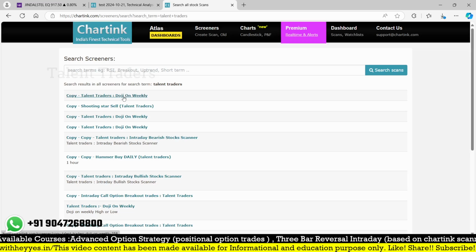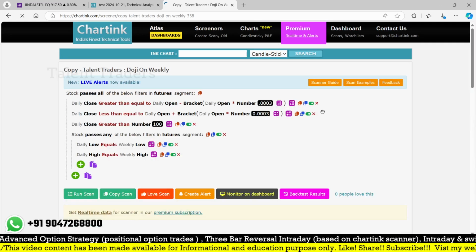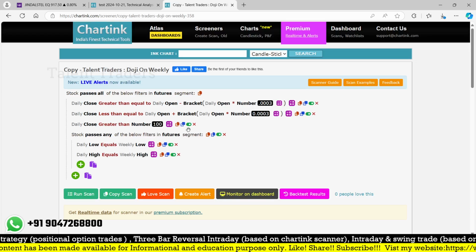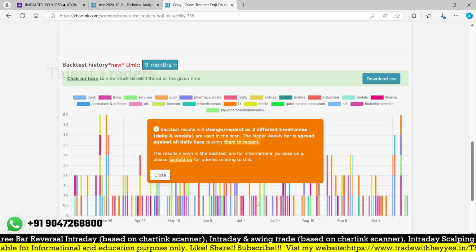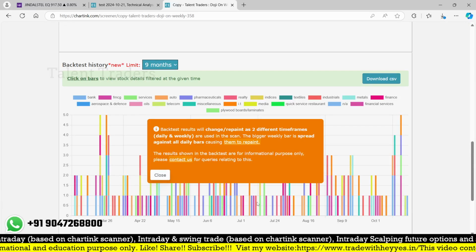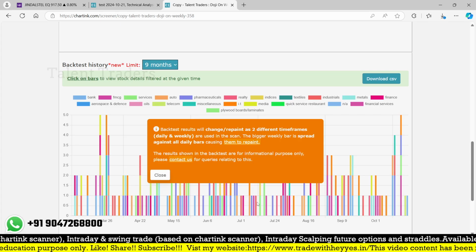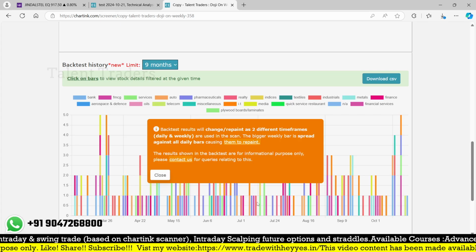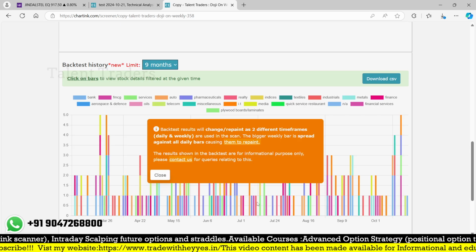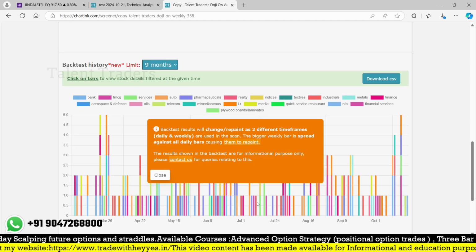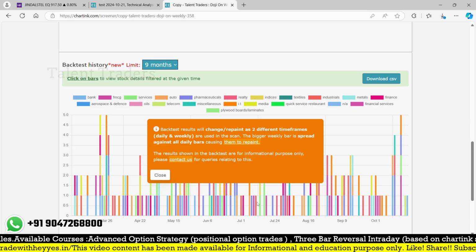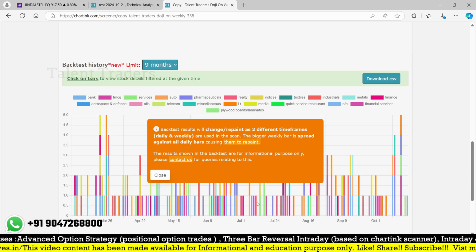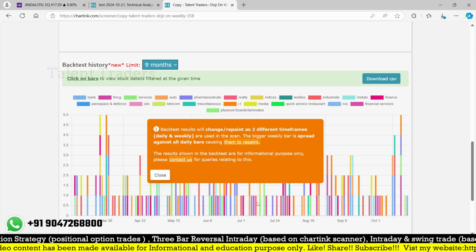For example, Doji on the weekly time frame. Here everything is in weekly, but the time frame is daily. If you go for a backtest period, now charting is enabled. If the scanner is able to repaint, it will be mentioned here. For example, the backtest result will change and repaint with two different time frames, daily and weekly. So we use two different time frames, and then there is a possibility to repaint.